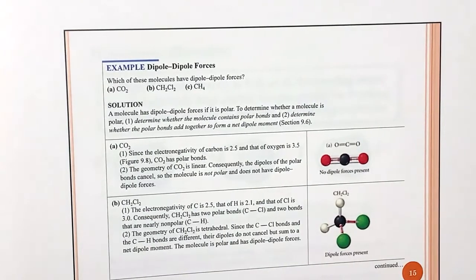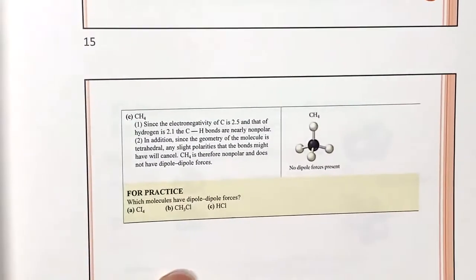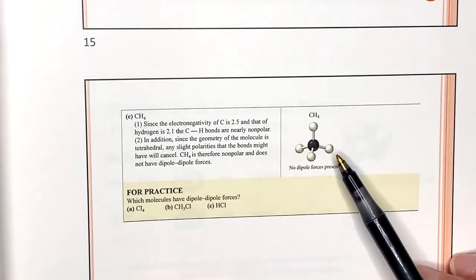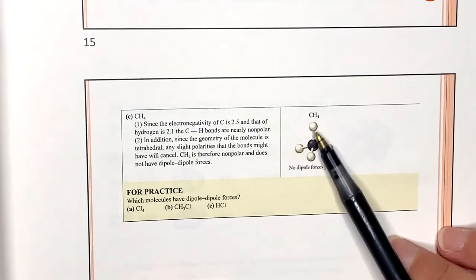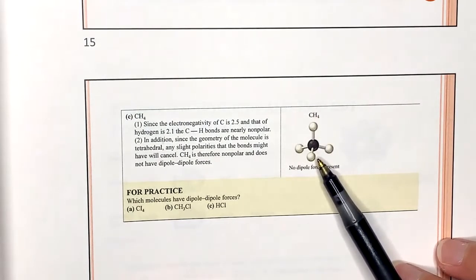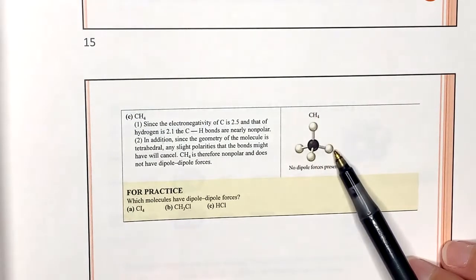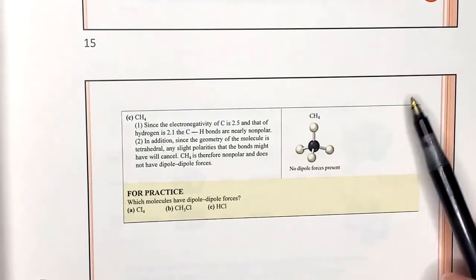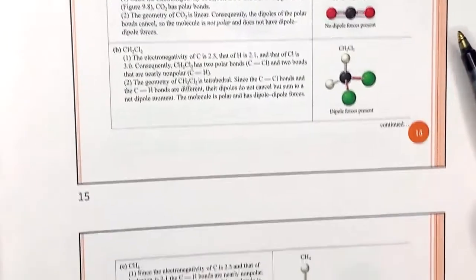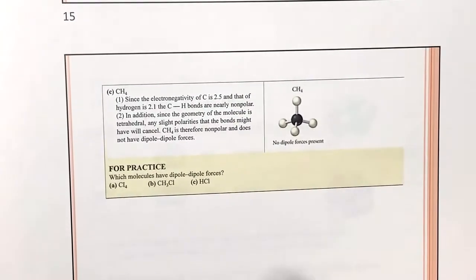And then we have CH4 here. Note that because CH4 is tetrahedral and they're all the same bonds, they're all nonpolar. So this guy's nonpolar, and it only has London dispersion. So remember, we have to go back and remember what the shapes look like based on what we drew for the Lewis dot structure.